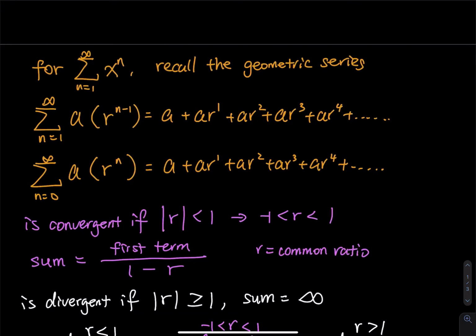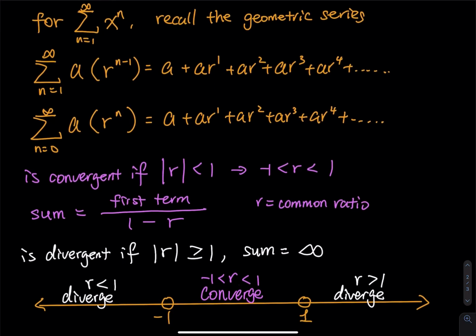So on the right hand side, the expansion, you get the same thing, right? You get a plus ar to the first, ar squared, ar to the third, ar to the fourth, and so on and so forth. And this is called a geometric series. The geometric series is convergent if the common ratio, absolute value of r, is less than 1. That leads me to r is between -1 and 1.